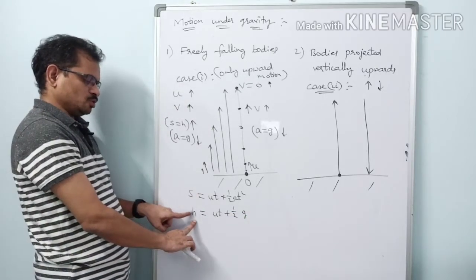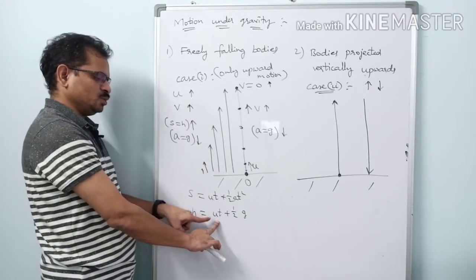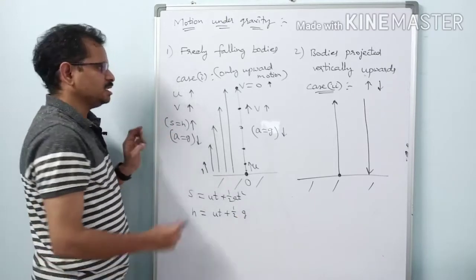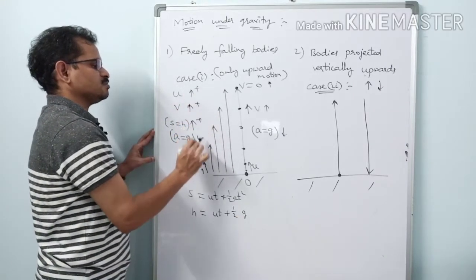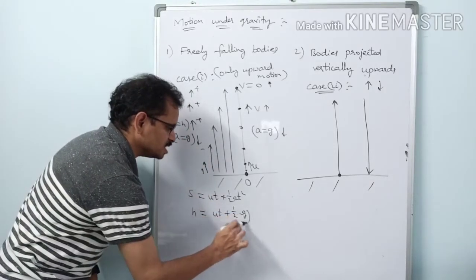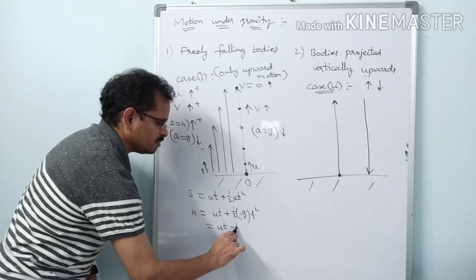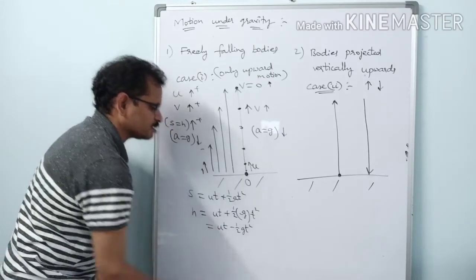Here displacement is positive, so plus h. Initial velocity is positive, plus u. So what about acceleration? It is a downward arrow. Downward means negative. This is plus, this is plus, this is plus, this is minus. So this is minus g, this is t square. So h equal to ut minus half gt square.